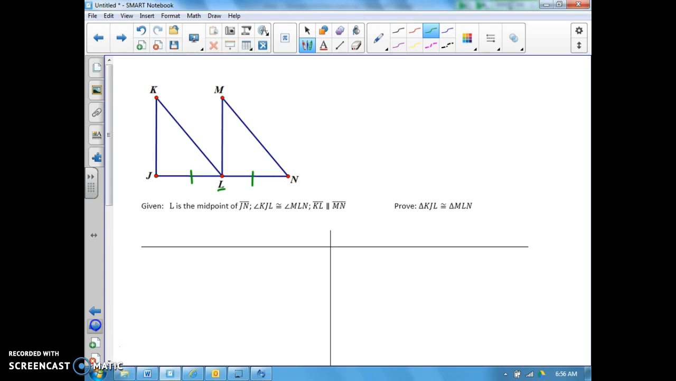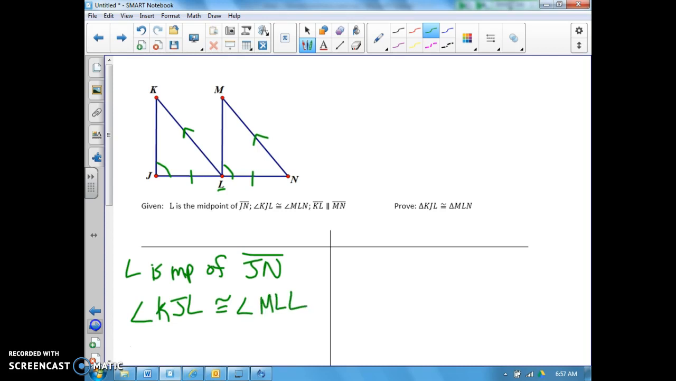They then tell me that angle KJL, so KJL, this angle, is congruent to angle MLN, lovely. And they tell me that line KL is parallel to line MN. Now remember, parallel is different to congruent, so don't jump to that conclusion. But let's write down our givens. L is the midpoint of JN, and angle KJL is congruent to angle MLN, and KL is parallel to MN. All of those are given.